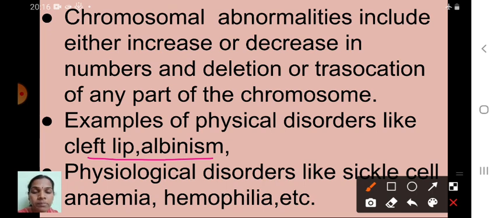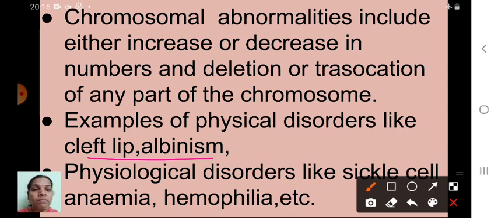Next are examples of physical disorders, like cleft lip and albinism. Cleft lip, I hope you might have seen people with cleft lip. Yes, children, there is a division part on this side of the lip, isn't it? So that is a cleft lip. Next one is what? Albinism. What is meant by albinism? That I will teach you later.